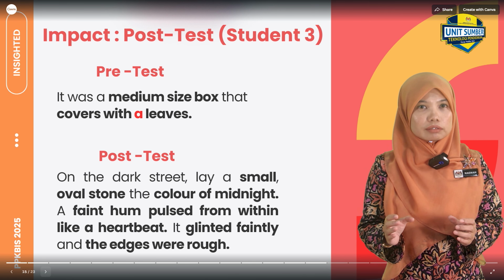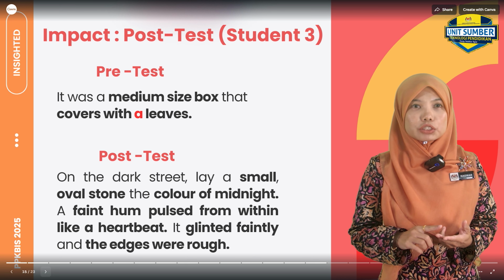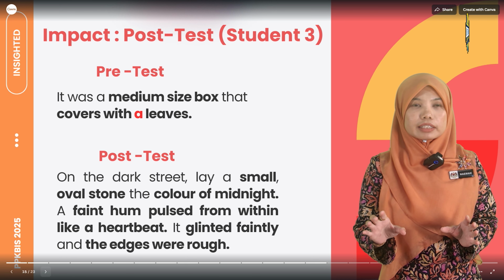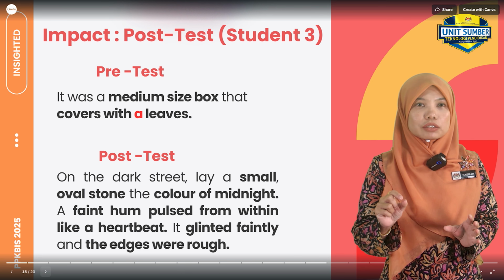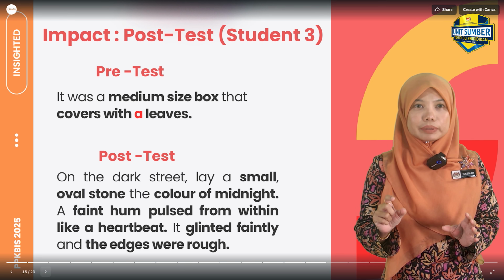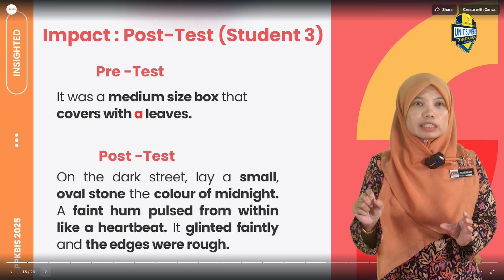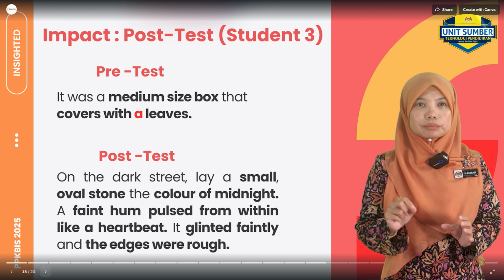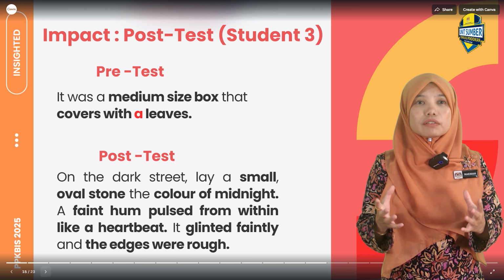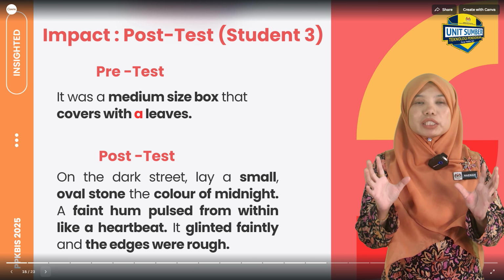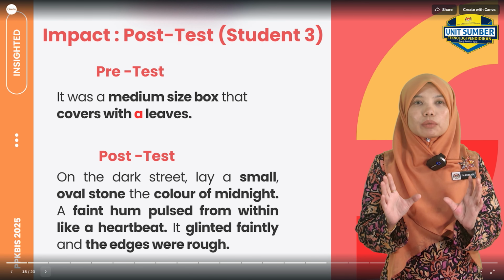On the dark street lay a small oval stone, the color of midnight. A faint hum pulsed from within like a heartbeat. It glinted faintly and the edges were rough. So it is full of details and you can picture this object in your mind.